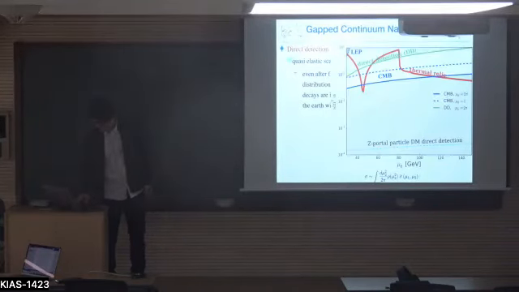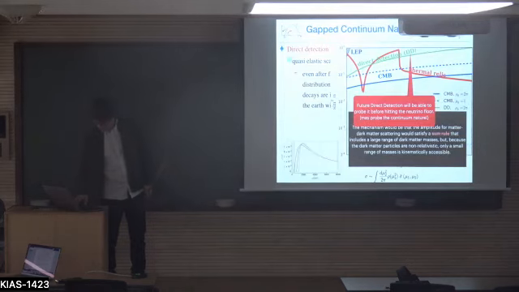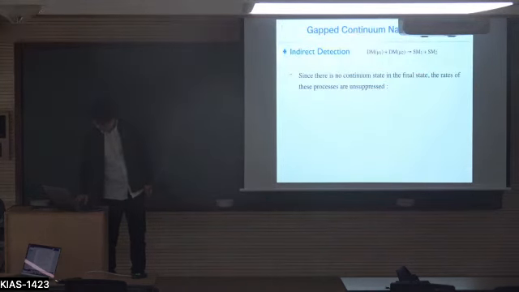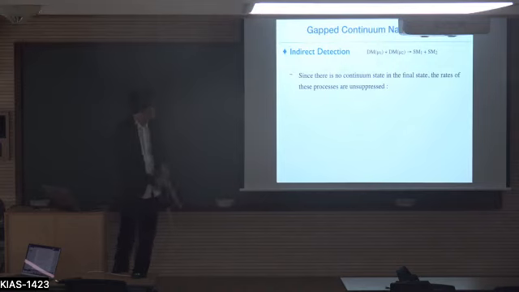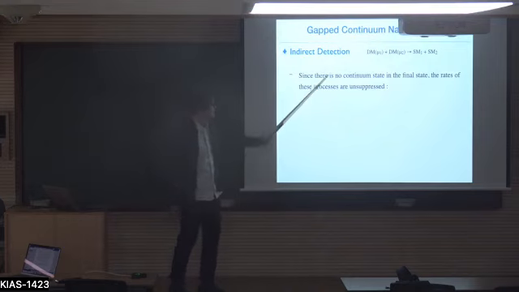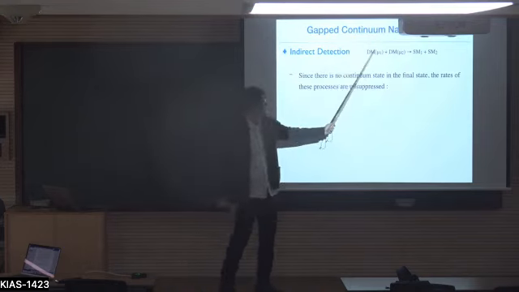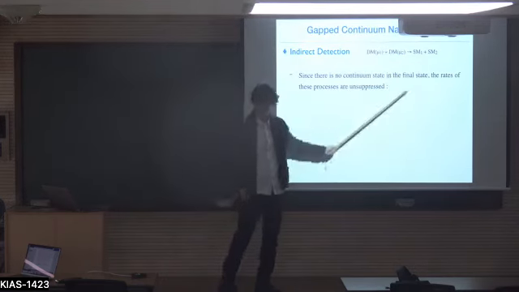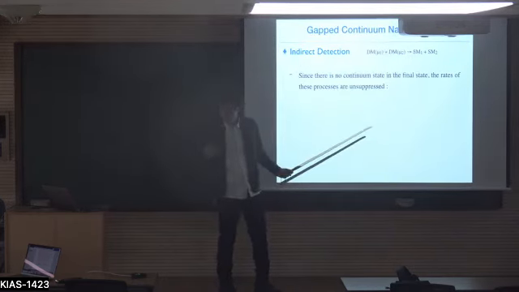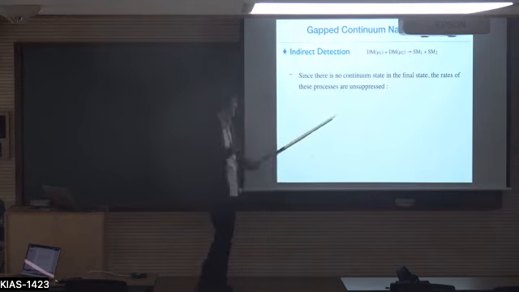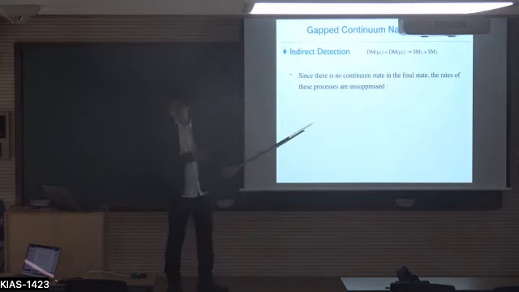Indirect detection, okay, so for scalar dark matter it's not very important, but there is no continuum state in the final state for indirect detection, which means dark matter annihilates into standard model particles. So you don't integrate over the spectral density. Therefore, there's no continuum suppression like I showed you.